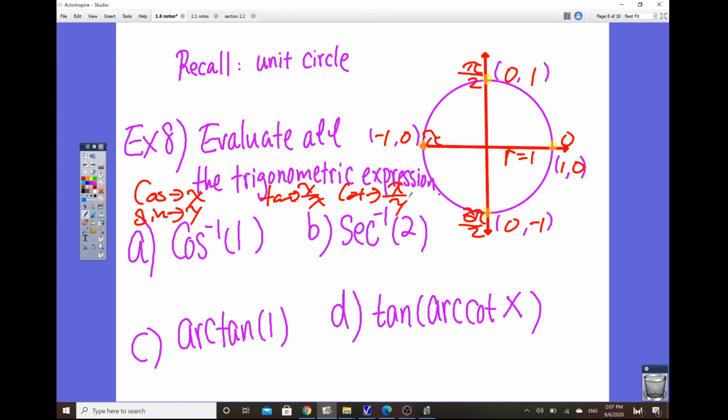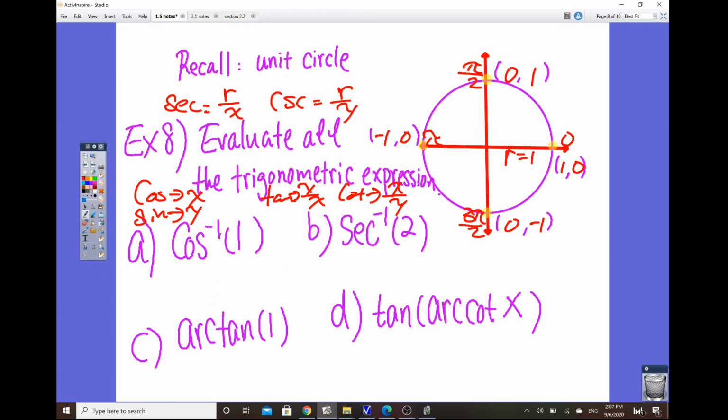And then for secant, it's just r over x. Again, this one is all about the ratio. And then cosecant is all about r over y, the radius over the y component.